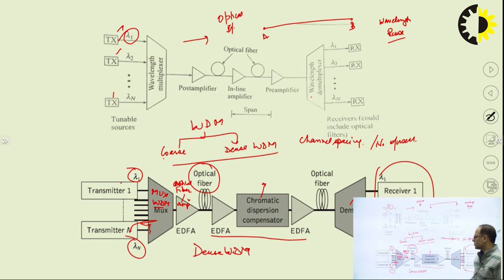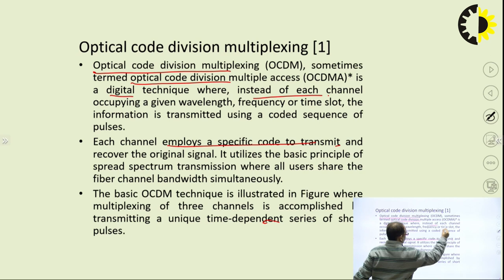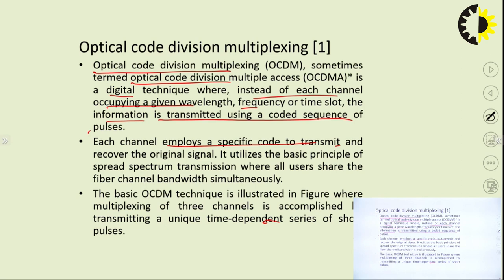Now next one is the OCDM, that is optical code division multiplexing, and this technique is similar to the WDM, but here each channel employs a specific code to transmit and recover the original signal. This OCDM technique can also be termed OCDMA. This is a digital transmission technique where instead of each channel occupying a wavelength or frequency or a time slot, each piece of information is transmitted using a coded sequence of pulses.